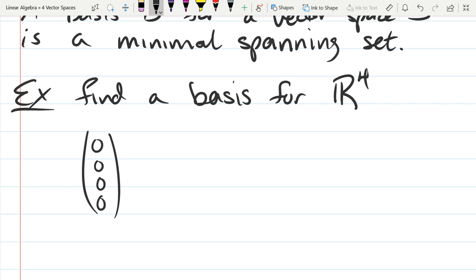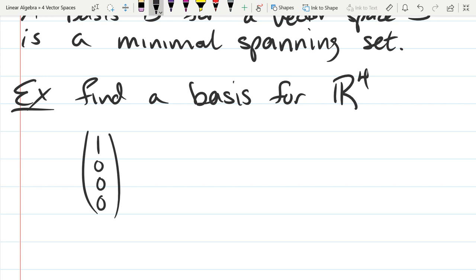I can make itself. So I can add up as many of these as I want, multiply by any number, and I have this vector. So this is a useless vector in your basis. So never put this vector in your basis because it gets you nothing. Any other non-zero vector multiplied by the scalar 0 gives you this vector. So you don't need the 0 vector in your basis ever.